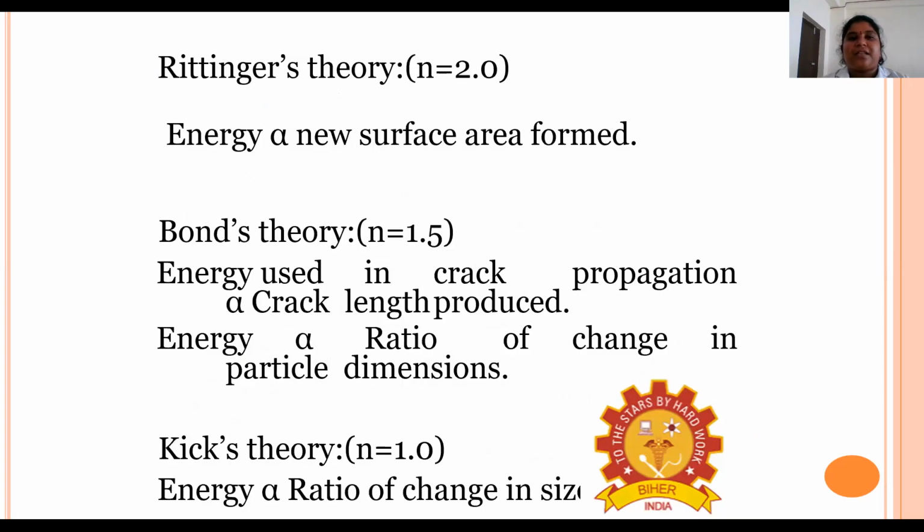Then Rittinger's theory, n is equal to 2, means energy is proportional to the new surface area. That means however much energy you give, that many new surface areas will be formed. Bond's theory, n is 1.5, means however much energy you give, that many new cracks will be produced. Energy will also be proportional to the ratio of change in the particle dimensions. Bond's theory says this.